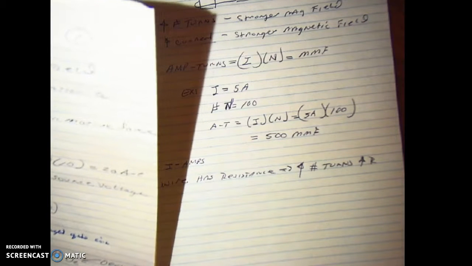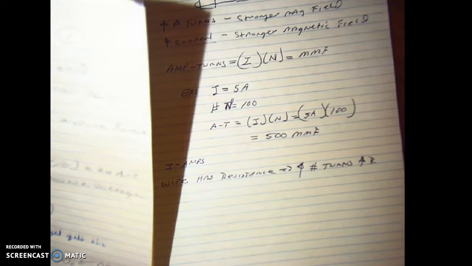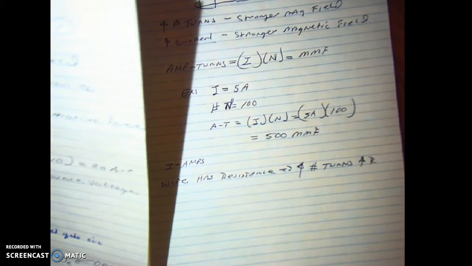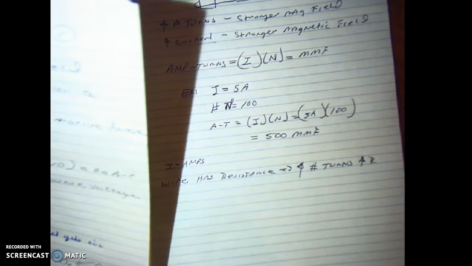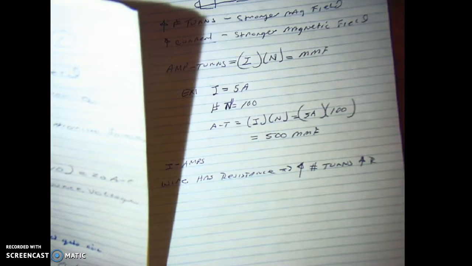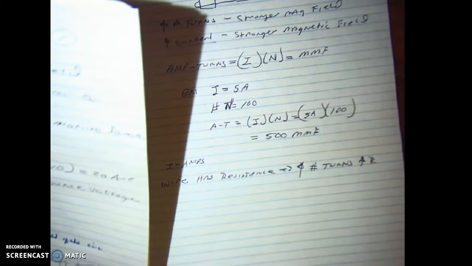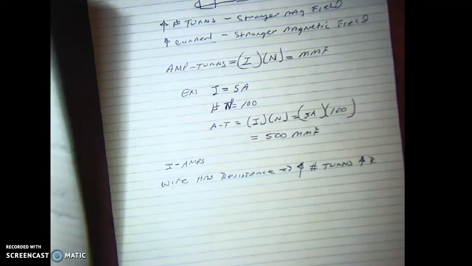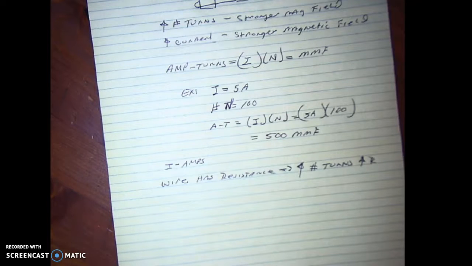Permeability is the measure of the ability of a material to support the formation of a magnetic field, and the equation for permeability, which has the symbol mu, is equal to B, the flux density, in Webers per square meter. So mu is equal to B over H. Look at that in the book, and you should be able to get some information on that yourself.